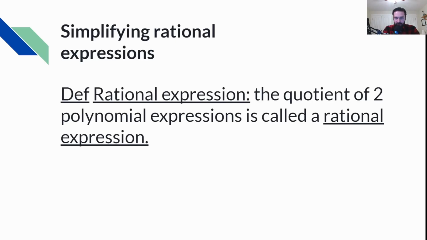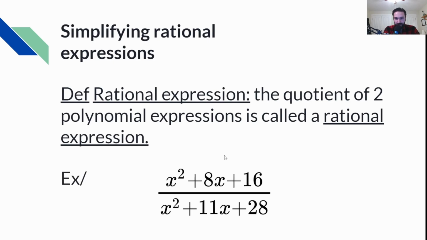The first thing we need to do is define what a rational expression is. The quotient of two polynomial expressions is called a rational expression. So here's an example of a rational expression. We have a trinomial up top and a trinomial on the bottom. And it turns out that's a requirement for rational expressions: there have to be variables in the denominator.